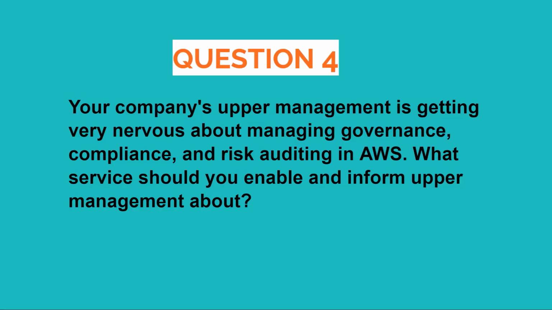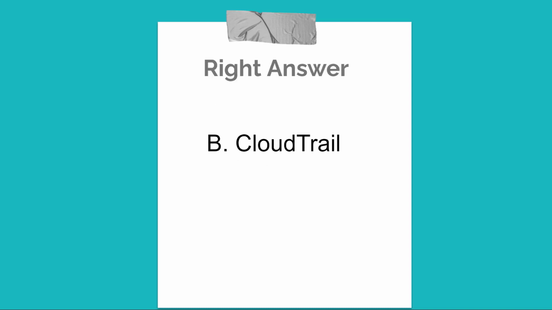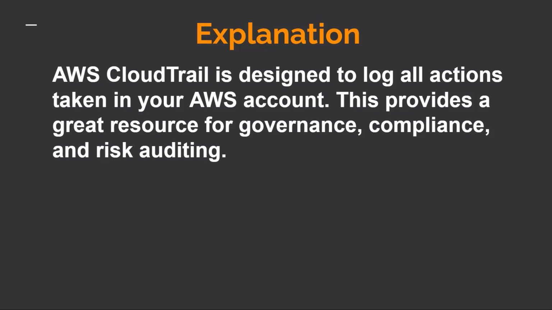Question. Your company's upper management is getting very nervous about managing governance, compliance, and risk auditing in AWS. What service should you enable and inform upper management about? Option. A. Cloud Audit, B. CloudTrail, C. Cloud Compliance, D. CloudWatch. Right answer is B. CloudTrail. Explanation. AWS CloudTrail is designed to log all actions taken in your AWS account. This provides a great resource for governance, compliance, and risk auditing.